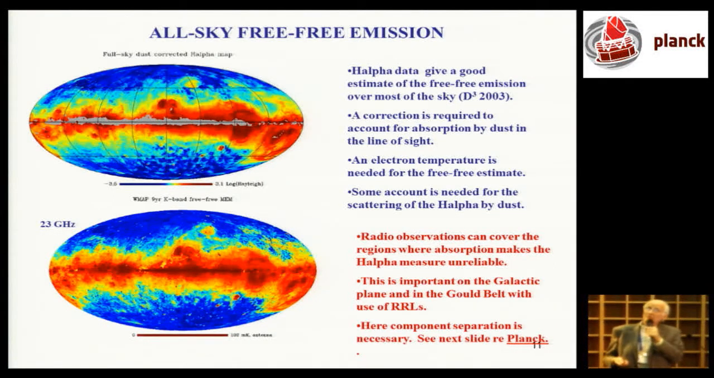Now I'll just pass on to the free-free. For the free-free, you can have a good template in the H-alpha data, and the H-alpha data itself needs correction before you get to the equivalent of the free-free. You have to know a temperature, you have to know what absorption there is, and how much scattering there is, and then you can get a free-free map. This is the WMAP MEM map.